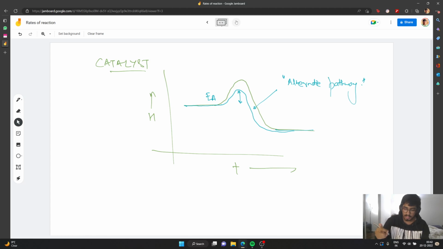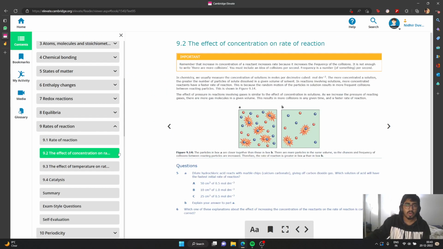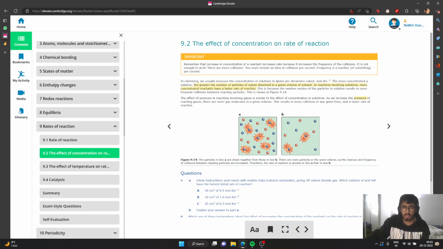It reduces that barrier. It does not change the delta H, mind you. It still remains the same. It only changes the EA, which is now decreased. Okay, cool. So this is what it says here. Okay. So now very quickly, let's look at two more things.